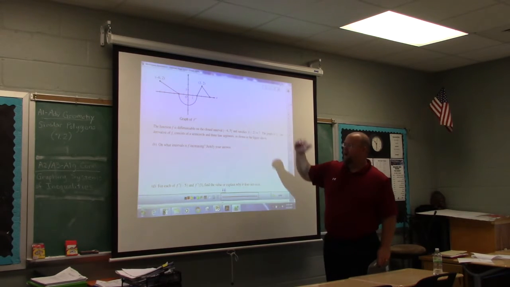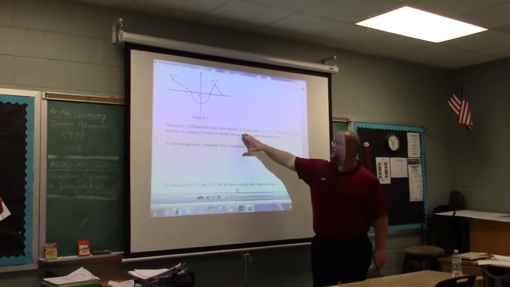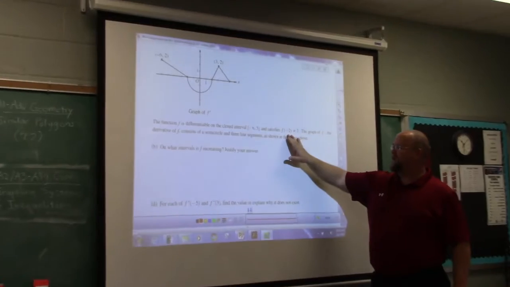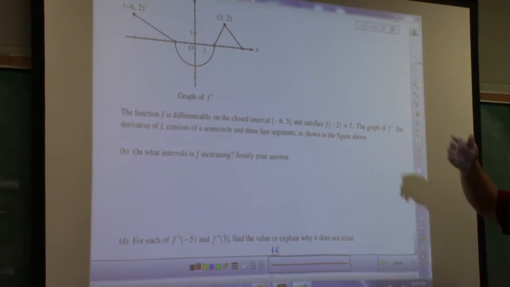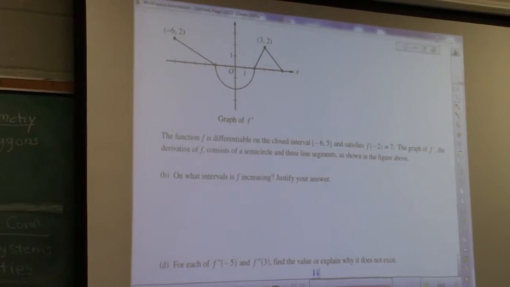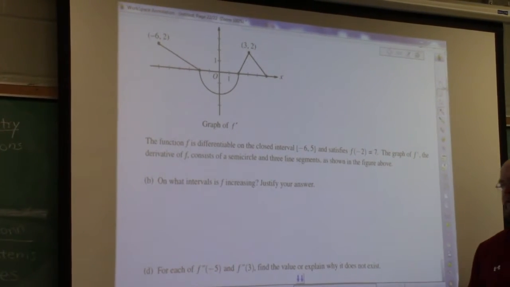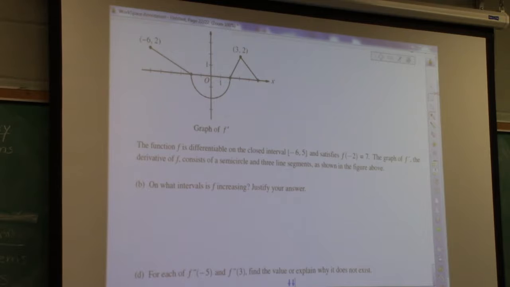So we have a given graph of f prime. We're told that f is differentiable on this closed interval, and we also know here that f of -2 is 7. The graph of f prime, the derivative of f, consists of a semicircle and 3 line segments shown above. Part B, on what intervals is f increasing? Justify your answer. Very similar to the question we just worked, just a different looking graph up here.